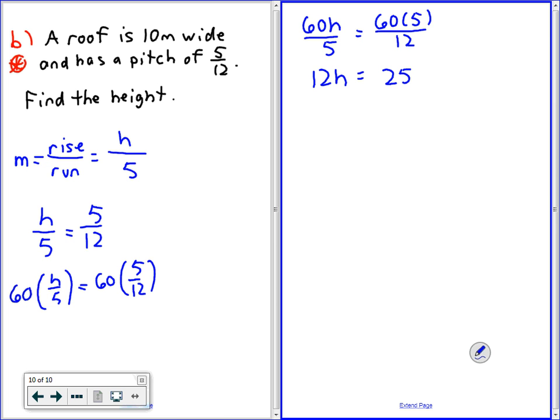All right, Owen, what's my last step to solve for H? Divide by 12. 300 divided by 12 is 25. Okay, that makes more sense. So H is 25, which I'm going to call 2.1.